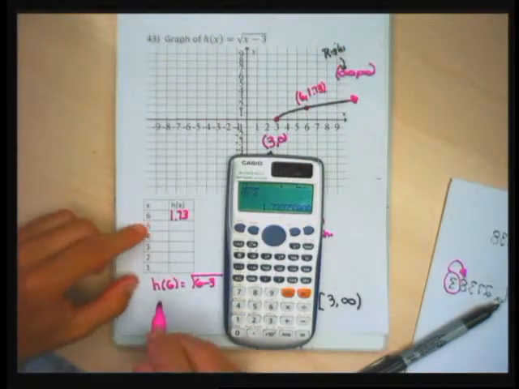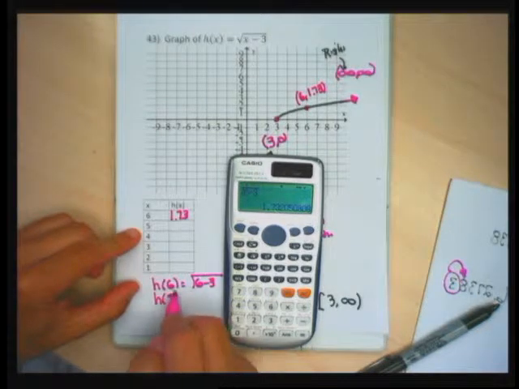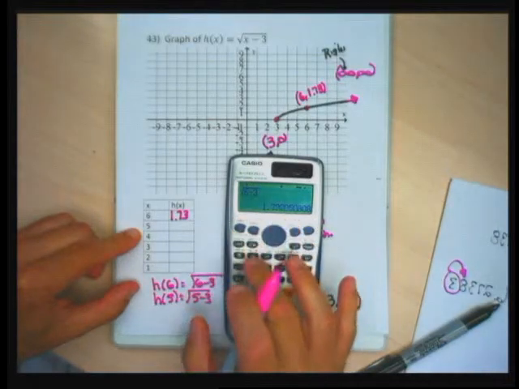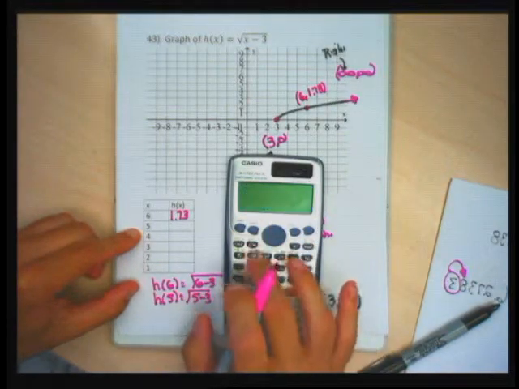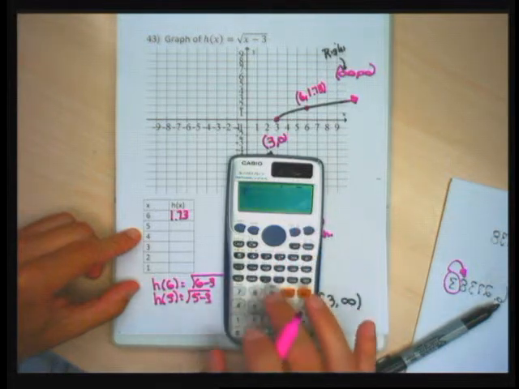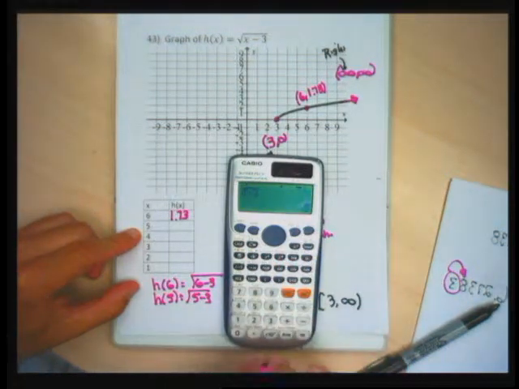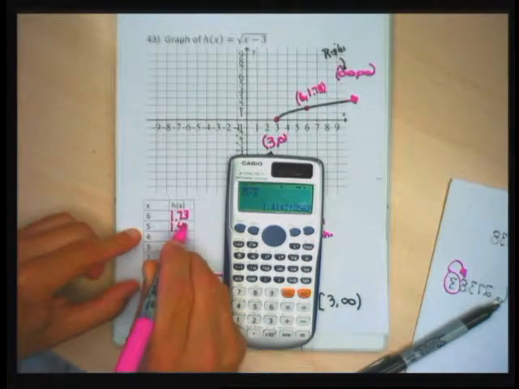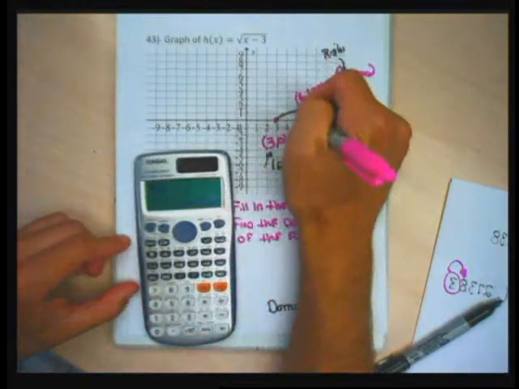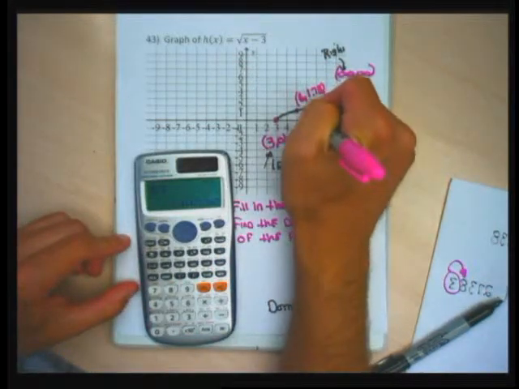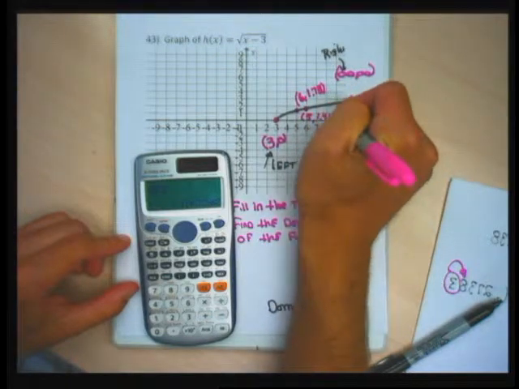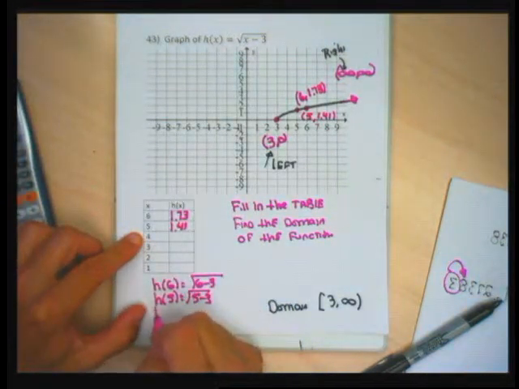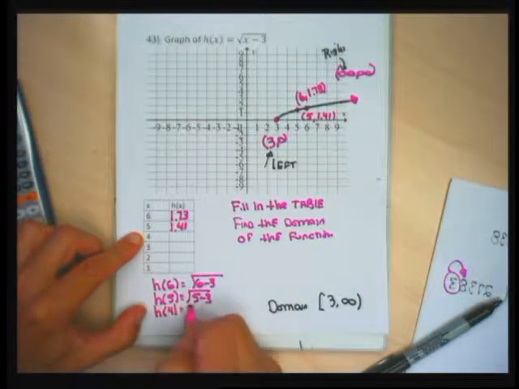Now I'll do the same for 5. I'm going to find h of 5, which is the square root of 5 minus 3. If I do square root of 5 minus 3, I get square root of 2. Make it into a decimal, I get 1.41. And that would be this point right here. This is the point 5, 1.414.